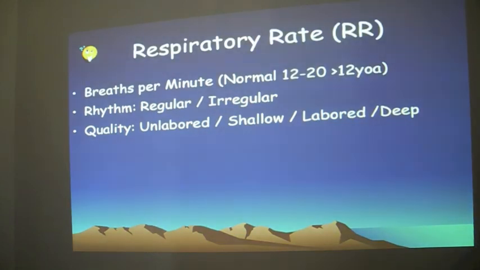Next, our respiratory rate. Normal for anybody over the age of 12 should be 12 to 20. It should be regular or irregular. It should be unlabored. It could be shallow, it could be labored, it could be deep, it could be rapid. So you just got to be very, very careful and make sure you describe it as best as you can.